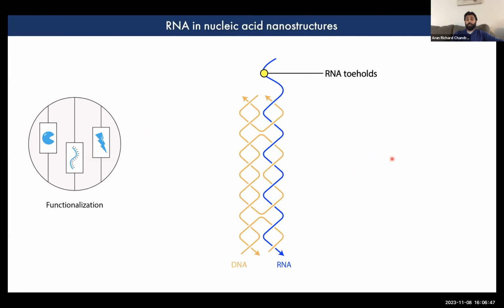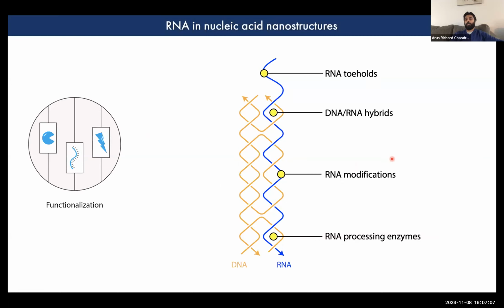The reason we do that is having RNA single-stranded extensions can provide RNA toeholds, which can have a different functionality from DNA toeholds. DNA-RNA hybrids have different characteristics compared to an all-DNA or an all-RNA structure. RNA modifications can allow more functionality in these structures compared to just DNA modifications. And the incorporation of RNA also allows us to use RNA processing enzymes for structural reconfiguration and other purposes.